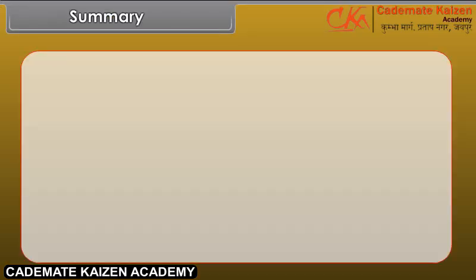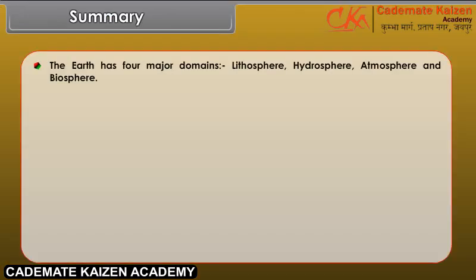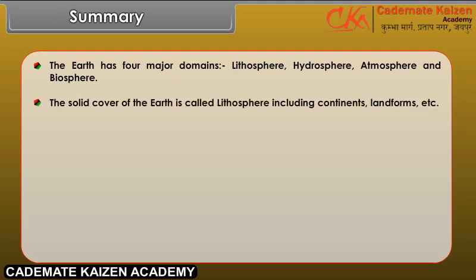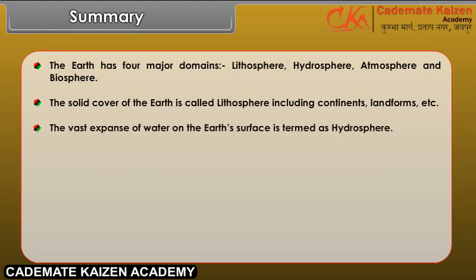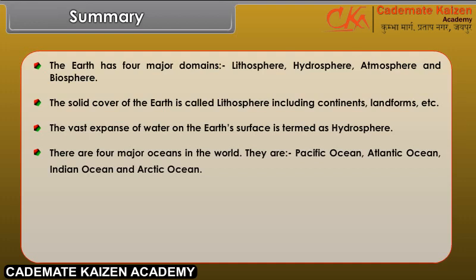Summary. The Earth has four major domains: lithosphere, hydrosphere, atmosphere and biosphere. The solid cover of the Earth is called lithosphere, including continents, landforms, etc. The vast expanse of water on the Earth's surface is termed as hydrosphere. There are four major oceans in the world. They are Pacific Ocean, Atlantic Ocean, Indian Ocean and Arctic Ocean.